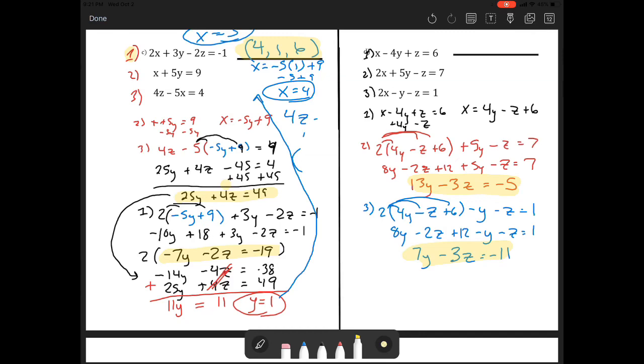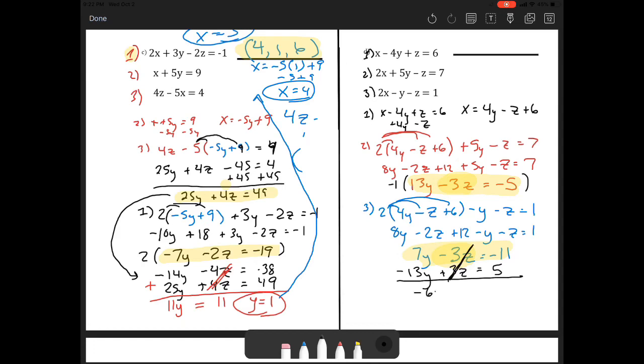As you can see right now, I have a negative 3z and a negative 3z. I need one of those to become positive. So I'm going to make my 13 the one that goes positive. So I'm going to do this entire thing times negative 1. So that's going to end up giving me negative 13y plus 3z equals positive 5. And I'm going to do elimination. So mine will cancel here.